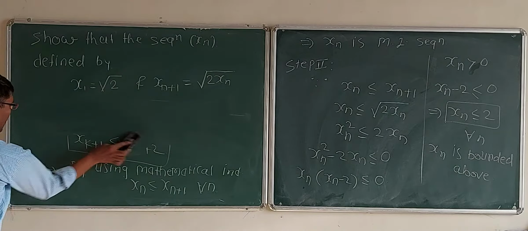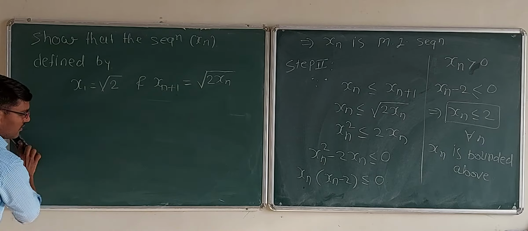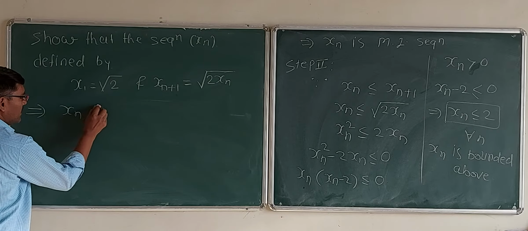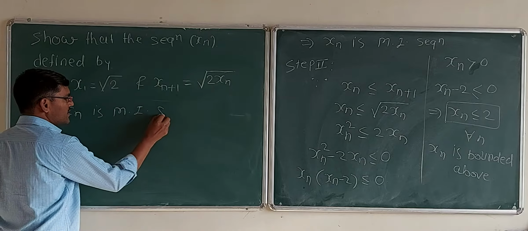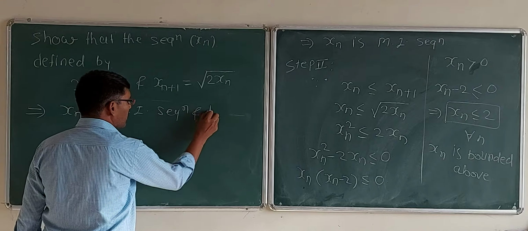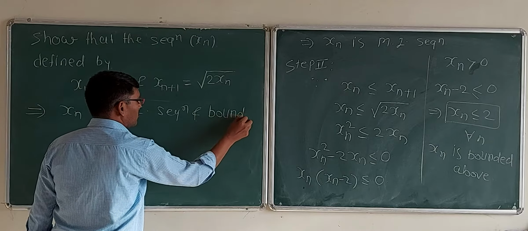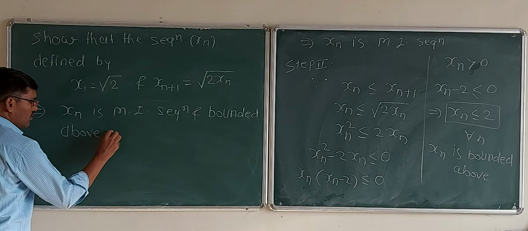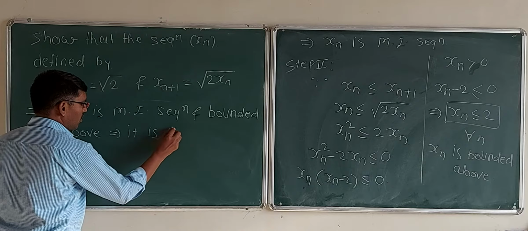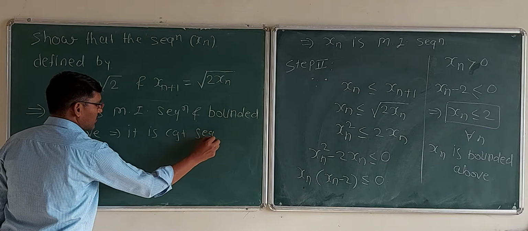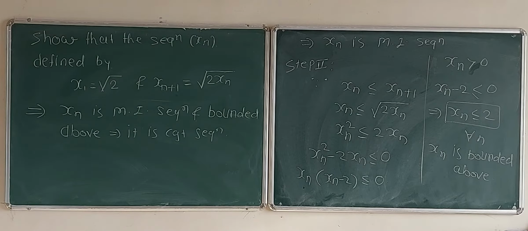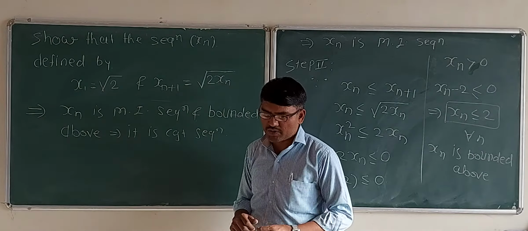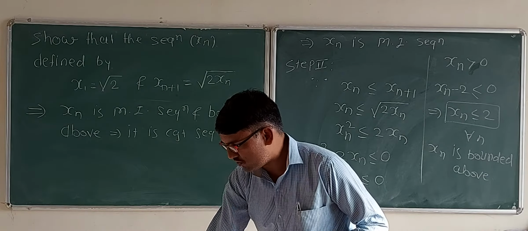So we can write here, since xn is a monotonically increasing sequence and bounded above, therefore it is a convergent sequence. Now it is a convergent sequence. The next step is what we want to show, that this sequence xn converges to 2.